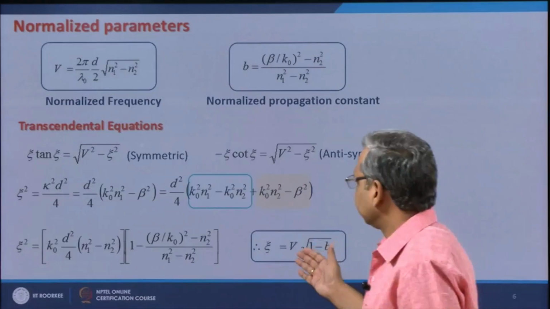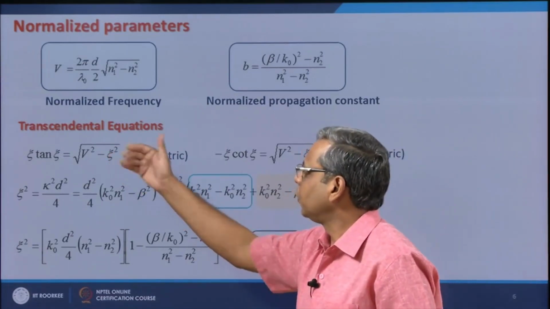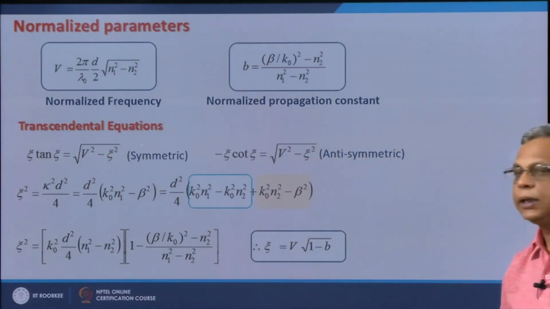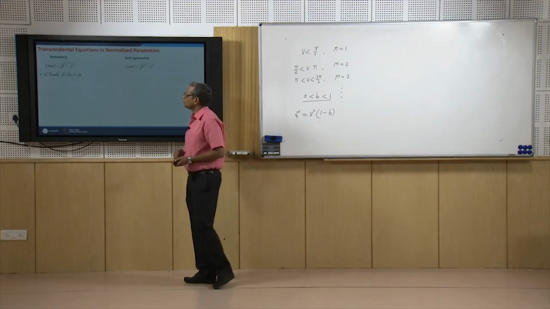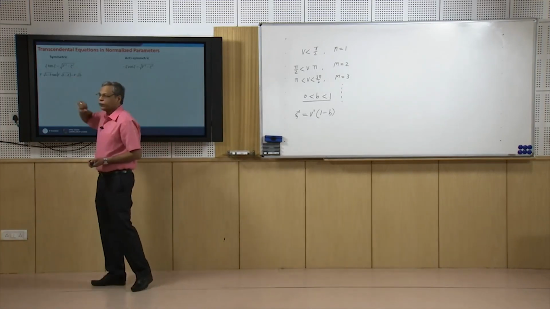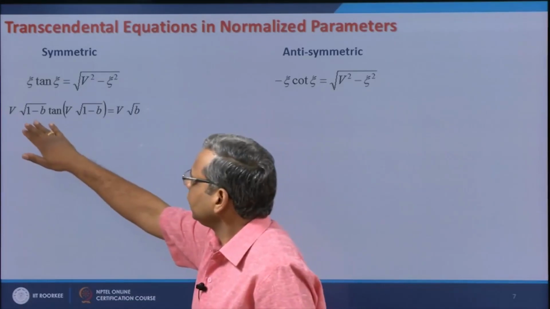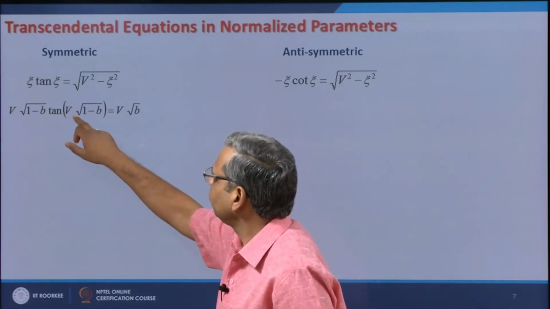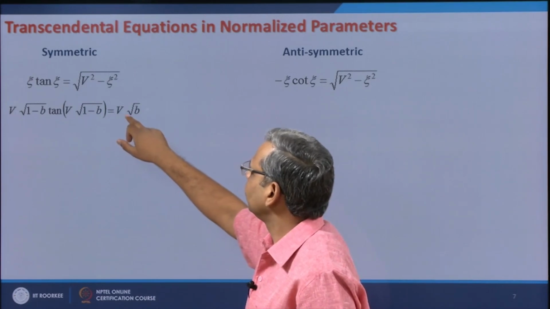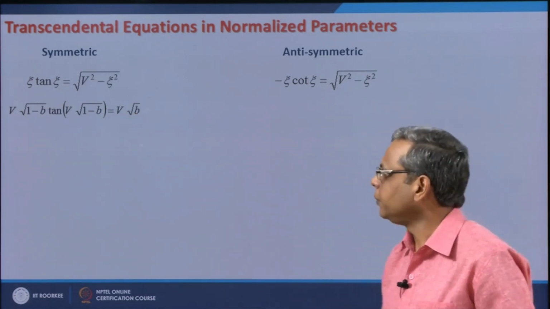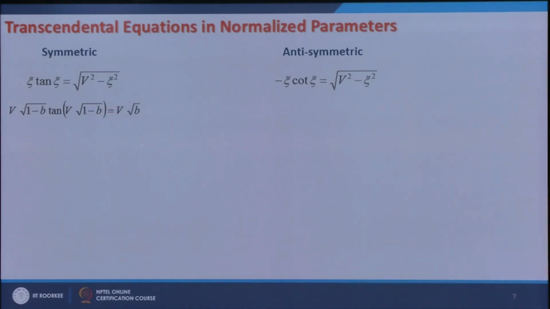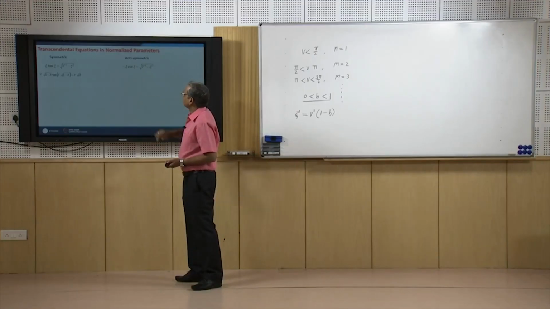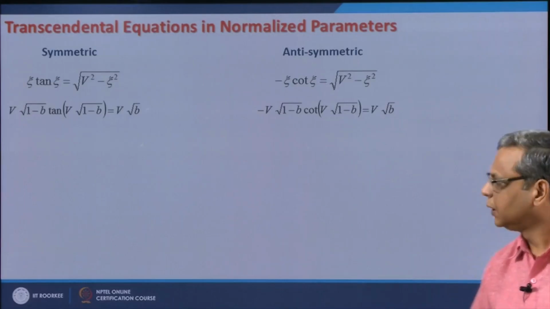As soon as I get this xi in terms of V and B, I put it in these equations and I get the transcendental equation in terms of B and V only. So, for symmetric mode, this transcendental equation will transform to V times square root of 1 minus B, tan of V times square root of 1 minus B, is equal to V times square root of B. Because from here V square minus xi square would be V times square root of B. And for anti-symmetric mode, this equation will become this.